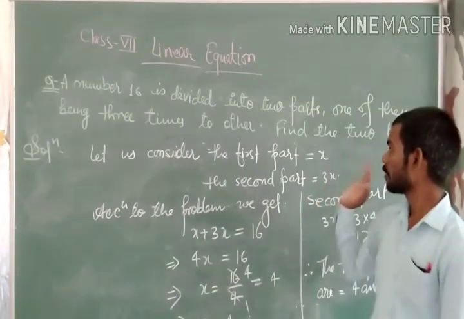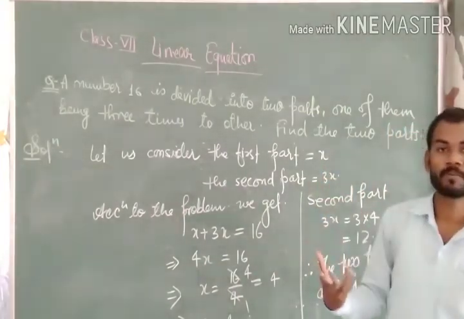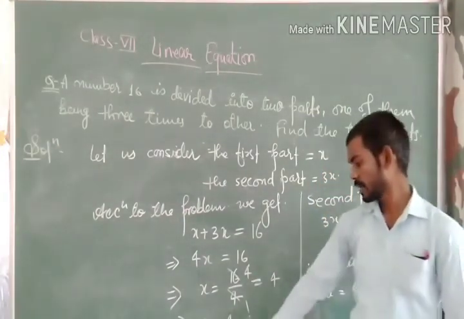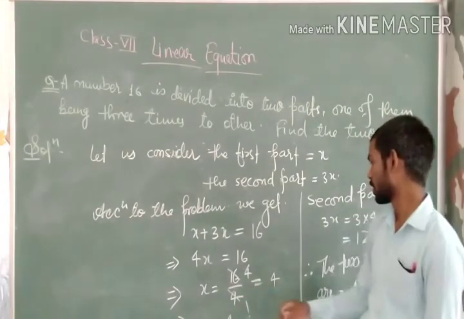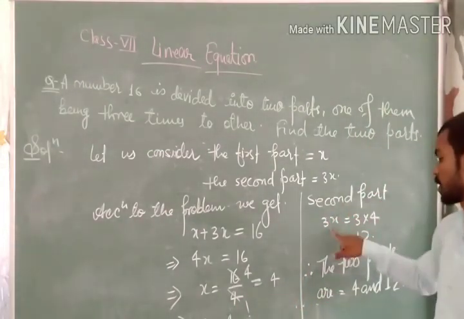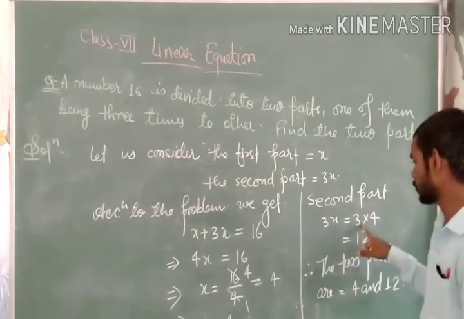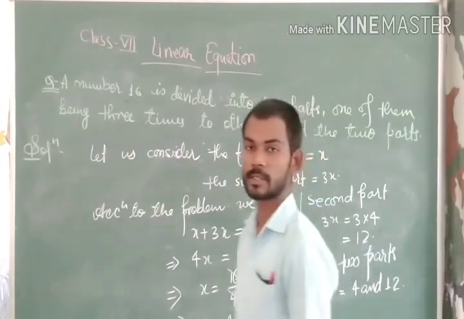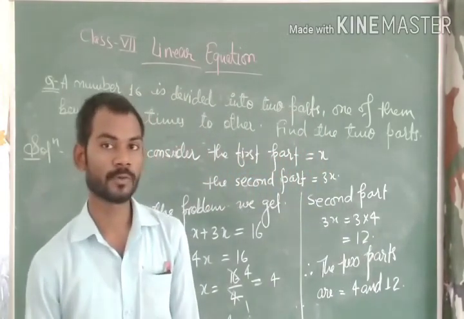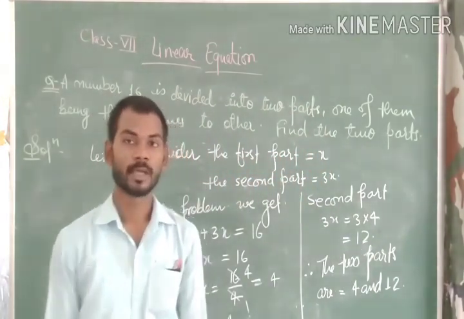In the starting we supposed the first part is x, that is why x is equal to 4 is the first part of the question. And the second part is 3x, so 3x is equal to 3 multiplied by 4, and this is equal to 12. These are the two parts, that 4 and 12 are the parts of 16.